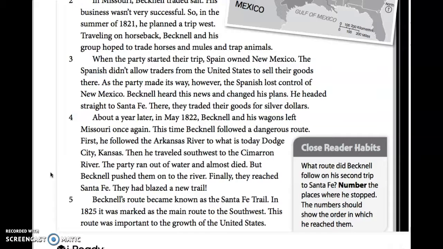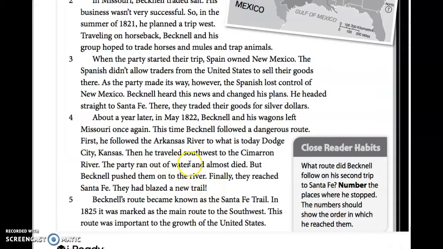First, he followed the Arkansas River to what is today Dodge City, Kansas. Then he traveled southwest to the Cimarron River. The party ran out of water and almost died, but Becknell pushed them onto the river. Finally, they reached Santa Fe. They had blazed a new trail.